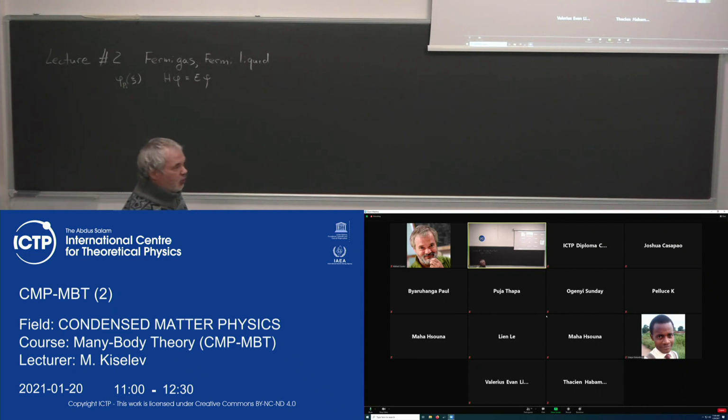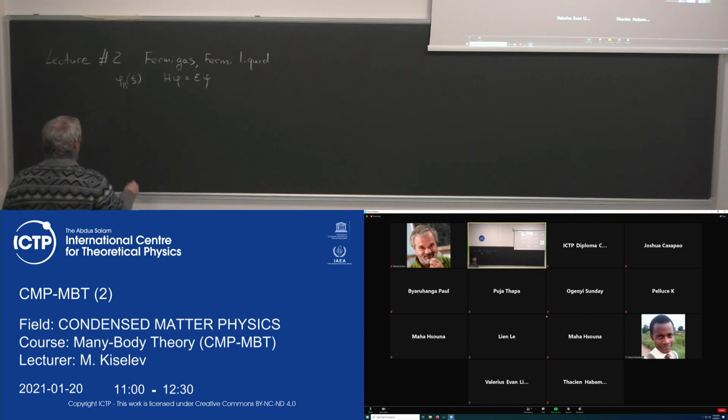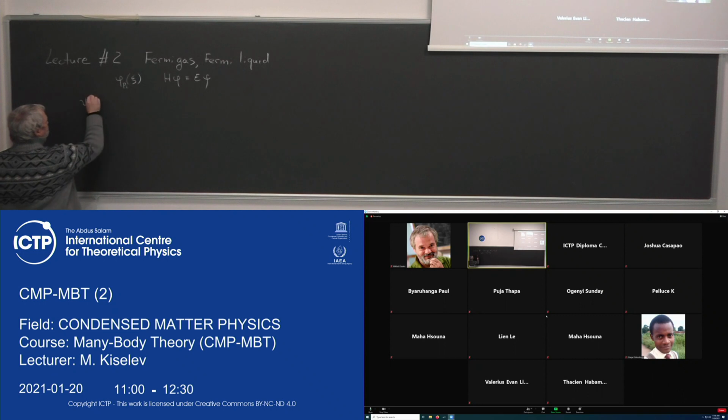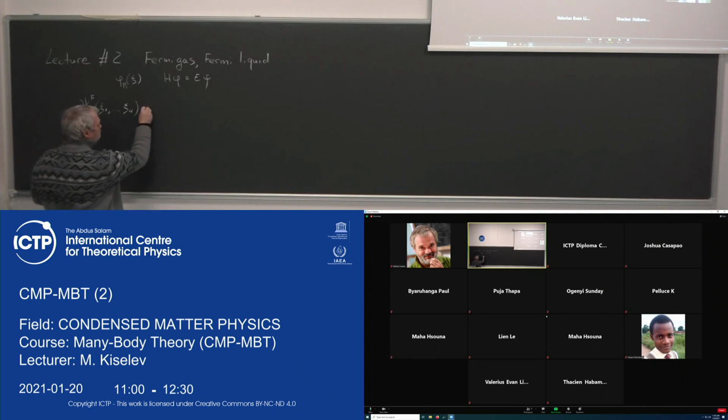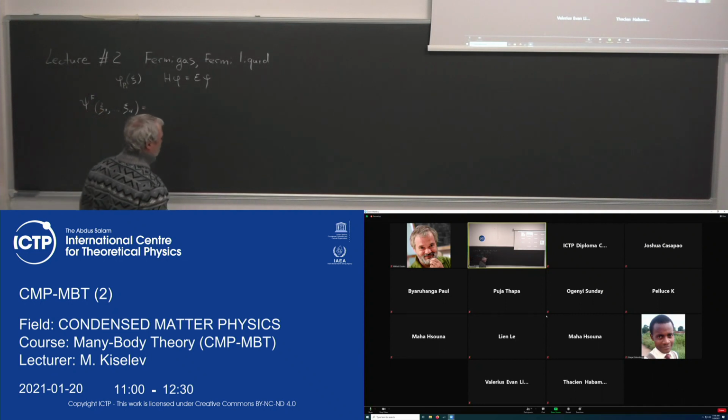Then there are two types of the many body wave function of non-interacting particles. One type corresponds to a symmetric wave function, and this describes the system of non-interacting bosons. Yet another type is a fully antisymmetric function. I will call it psi with index fermions. It depends on coordinates and spins, and it can be constructed with the help of the single particle wave functions as a determinant.